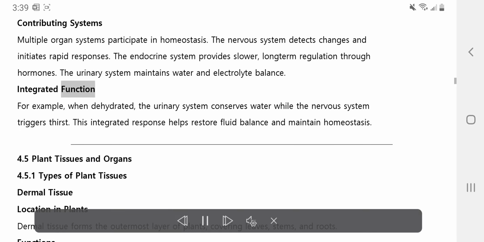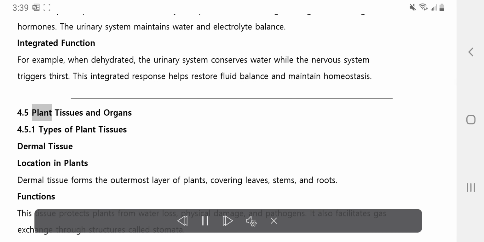Integrated function. For example, when dehydrated, the urinary system conserves water while the nervous system triggers thirst. This integrated response helps restore fluid balance and maintain homeostasis.